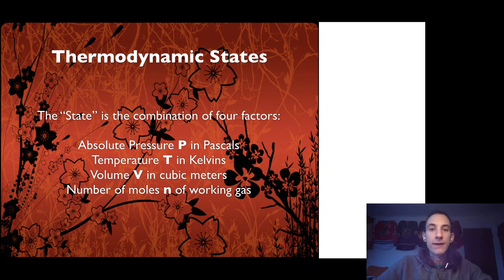So a state is really a combination of the four variables that are part of our gas law. Our gas law, PV equals nRT, includes the pressure, the temperature, the volume, and the amount of moles of our gas. So a state is just saying, what pressure are you at? What temperature are you at? What volume are you at? And how many moles do you have? So we have to have those four things make up a state.